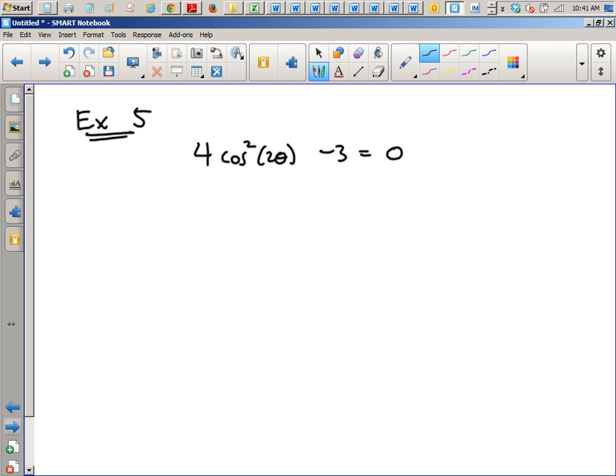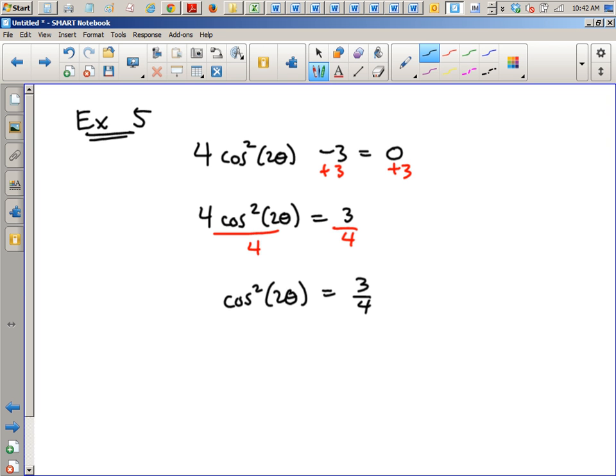First of all, I'm supposed to isolate the theta eventually, but I got a lot of junk on the left side. This needs to be cleaned up. So the first thing we would do is add the 3 over. Okay, so now it looks like this. 4 cosine squared 2 theta equals 3. Then we would divide both sides by 4. We're trying to work from the outside in to free up that theta. So now we have cosine squared 2 theta equals 3/4.